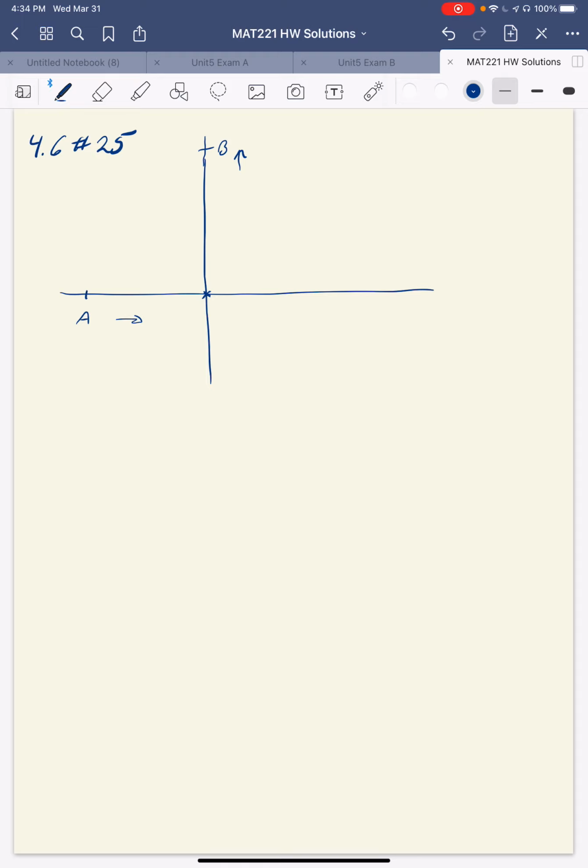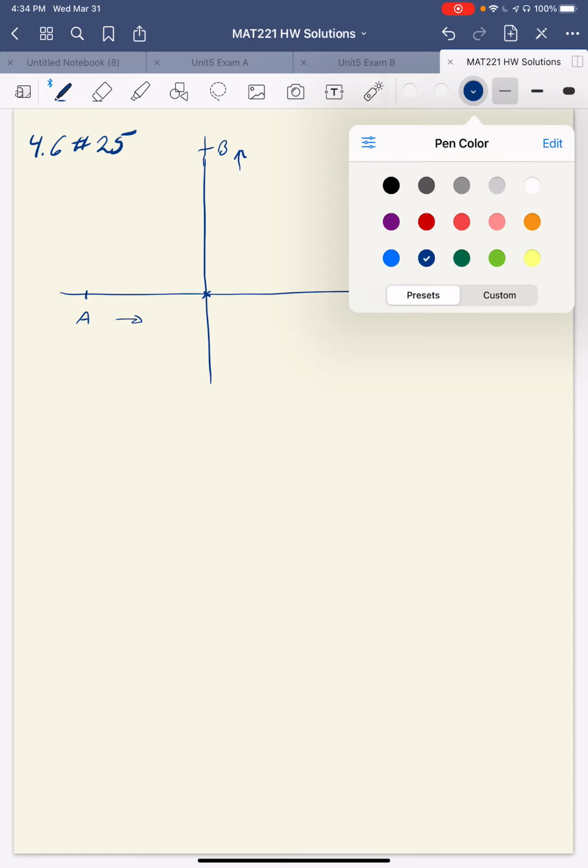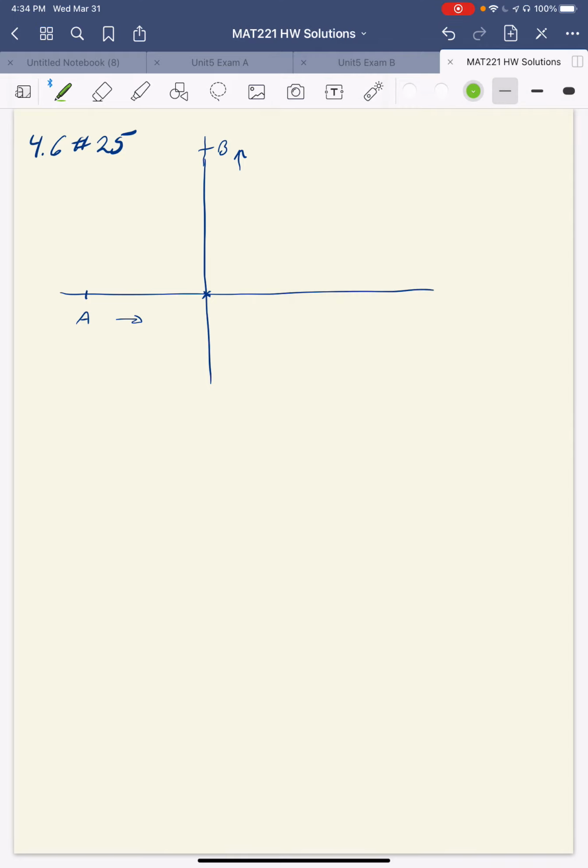Then I'm going to go back and look at the rest of the problem. It says, at what rate is the distance between the cars changing? So I need to think about the distance between the cars. I'm going to represent it with this line here. Since I'll be looking to see at what rate that distance is changing, I need to label it so that I can find its derivative. I will use S as distance.